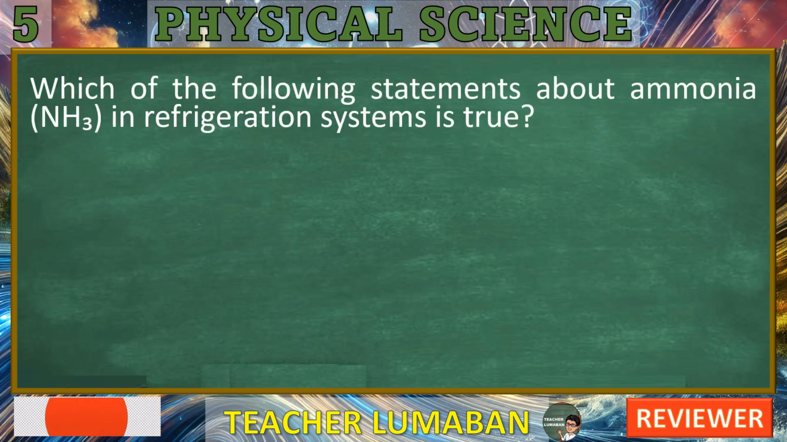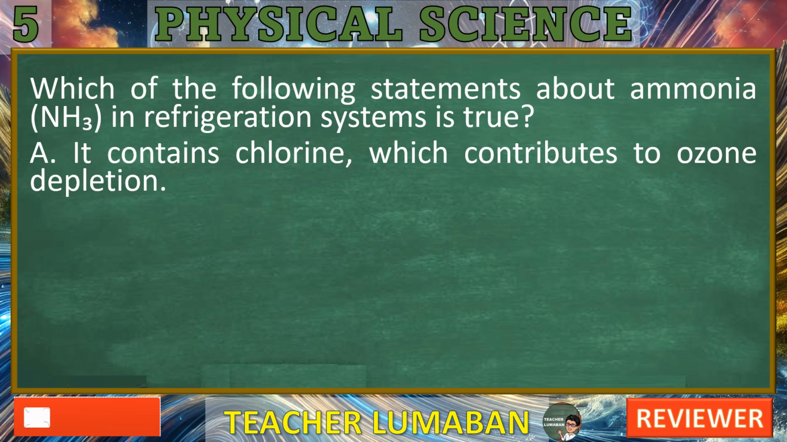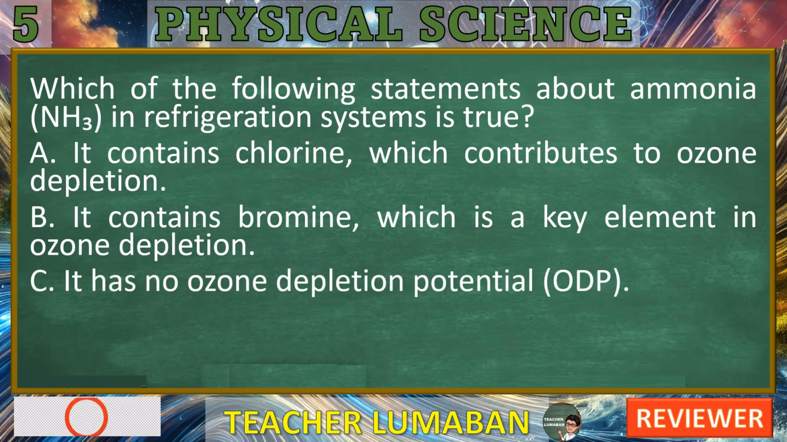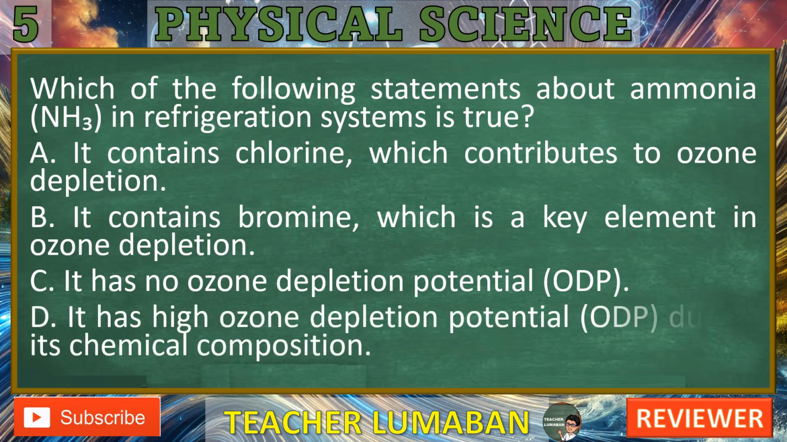Which of the following statements about ammonia, NH3, in refrigeration systems is true? A. It contains chlorine, which contributes to ozone depletion. B. It contains bromine, which is a key element in ozone depletion. C. It has no ozone depletion potential, ODP. D. It has high ozone depletion potential, ODP, due to its chemical composition.